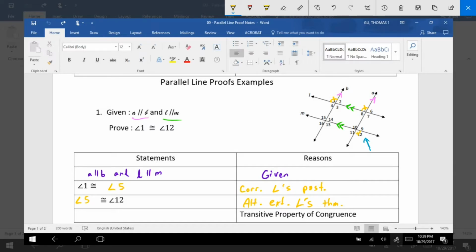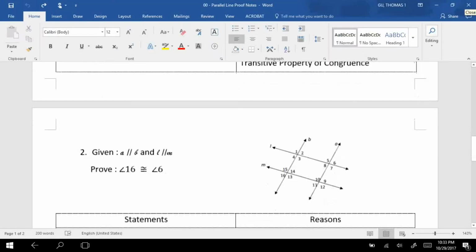And now our final step, what always goes in the last step? It's always going to be the prove. So this prove is going to go straight here. I'm going to say angle 1 is congruent to angle 12. And how do we get that? Well, if you see, look right here, angle 1 is congruent to angle 5. 5 is congruent to 12, which means that 1 is congruent to 12. And that is the transitive property of congruence. It's exactly written like that in the notes right above. So that is the end of this parallel lines proof. Yippee! On to the next one, number 2.